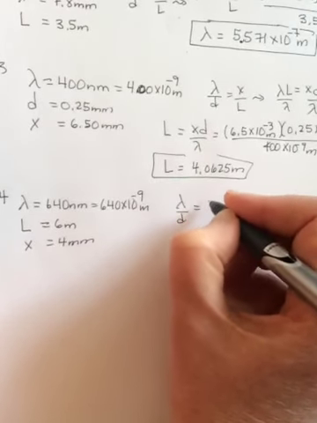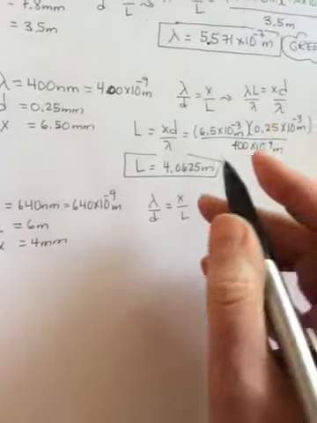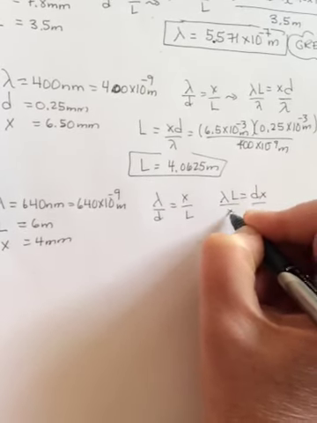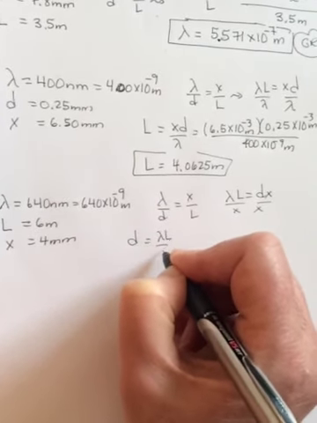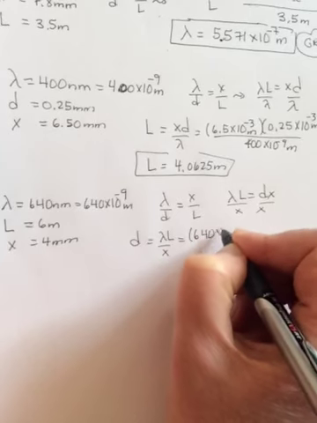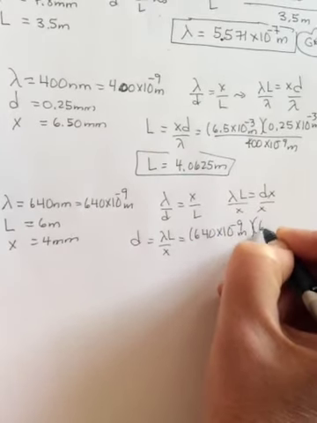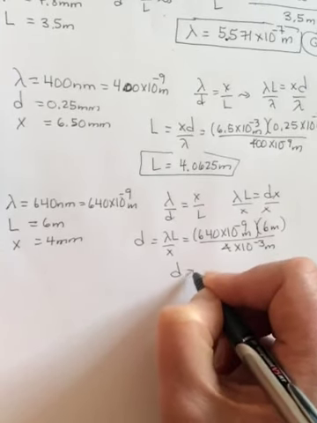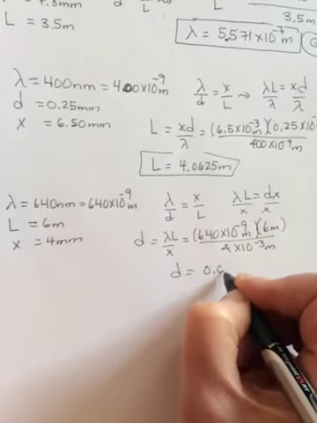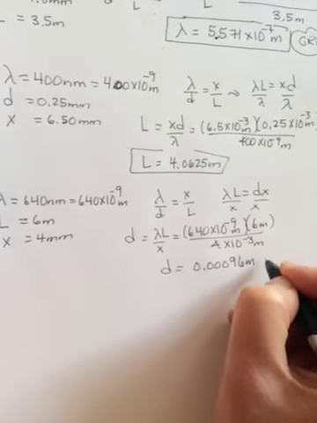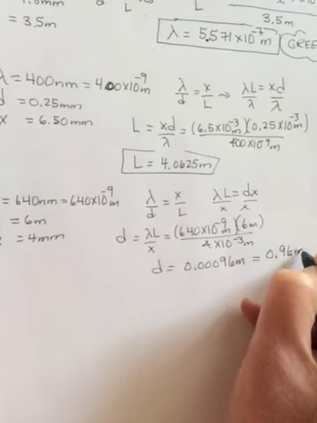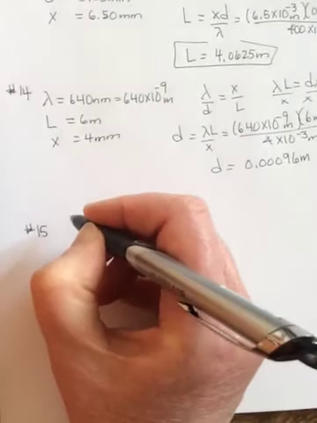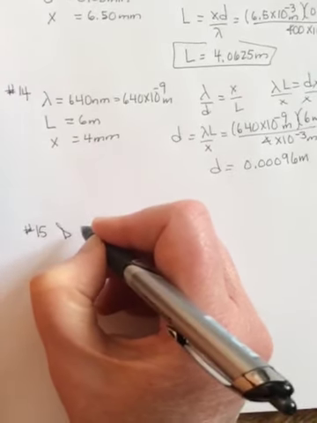You're solving for D. So lambda over D equals X over L. Cross multiply. And so you will have lambda L equals D times X. Divide both sides by X. So D is going to equal lambda L over X. Lambda, 640 times 10 to the negative 9 meters. L, 6 meters, divided by 4 millimeters, or 4 times 10 to the negative 3 meters. And you should get a D of 0.00096 meters, or if you want, 0.96 millimeters.